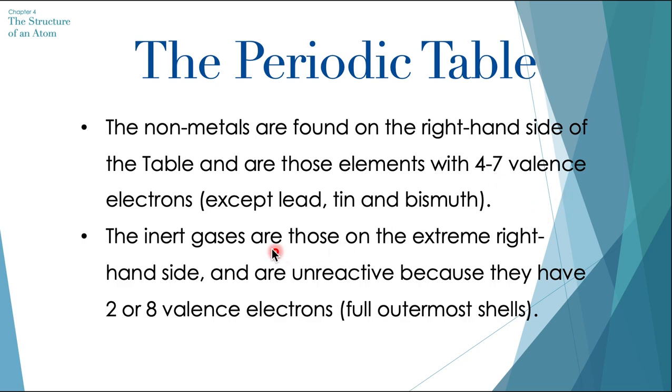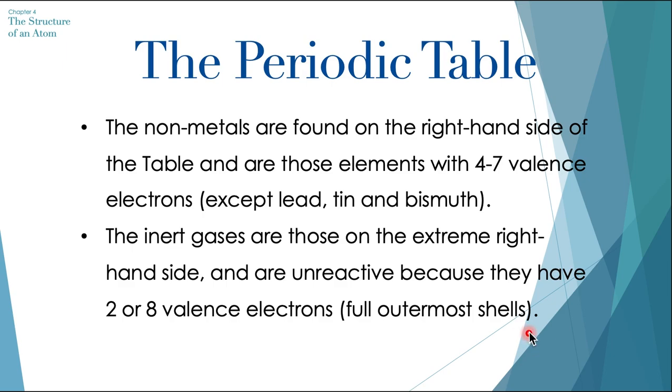Then the inert gases are those on the extreme right-hand side, group 8, remember, and are unreactive because they have 2 or 8 valence electrons in their outermost shell, which means that the outermost shell is full. They are full outermost shells, like helium. It has a full outermost shell. It is an octet and is completed with 2 electrons. And all the other elements in this group have 8 valence electrons, which means that their outermost shells are also complete. So they are inert. They do not react. They are unreactive.